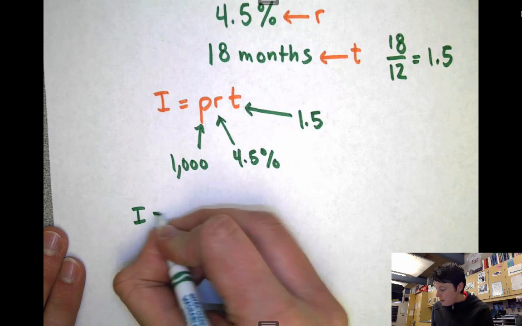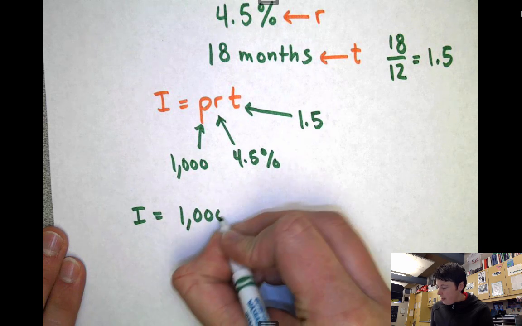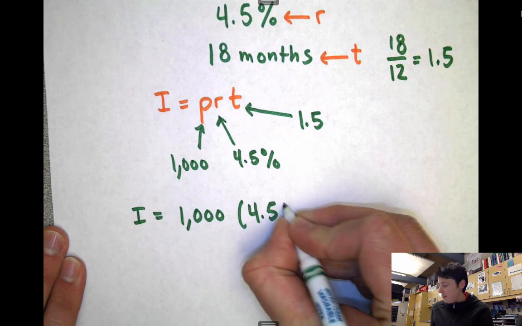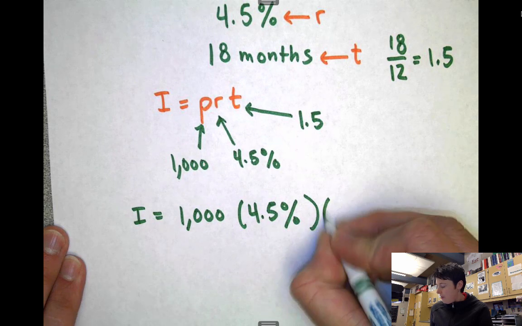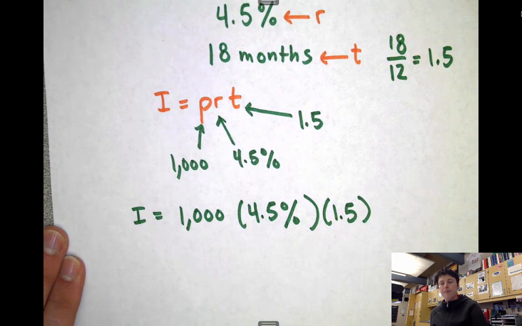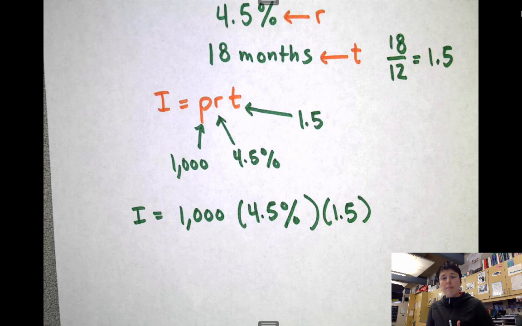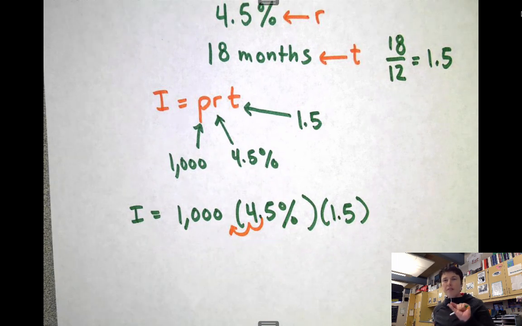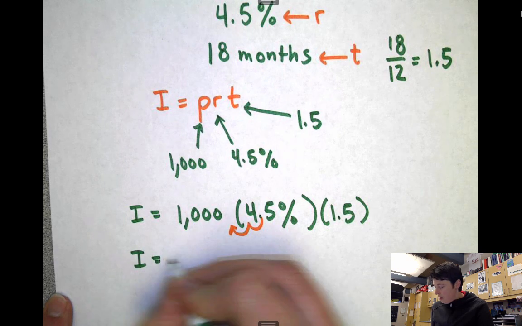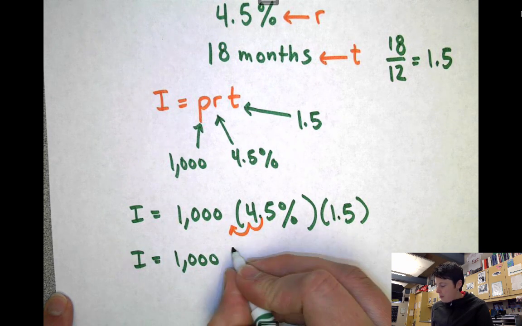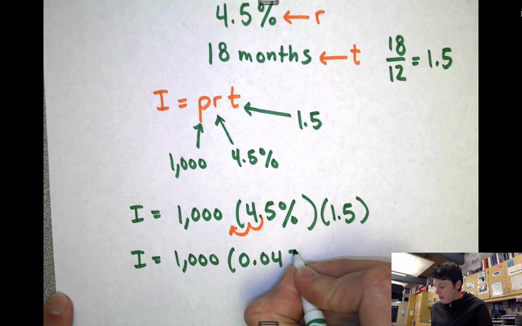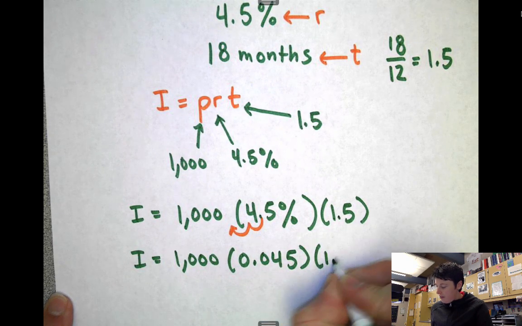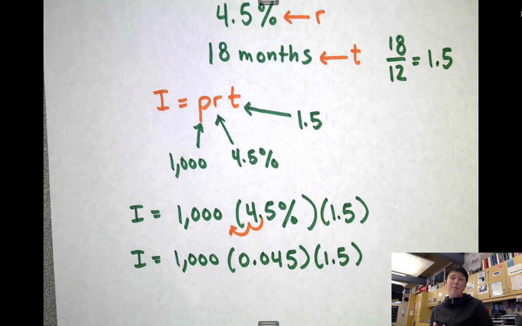I is going to equal $1,000 times 4.5% times 1.5 years. Now, can I go to my calculator and just type this in? Kind of wish I could, but I can't because I need to move my decimal 2 times. I got to convert that percent to a decimal. So I'm going to rewrite it again. I equals $1,000 times 0.045 times 1.5. Now I'm ready for my calculator.